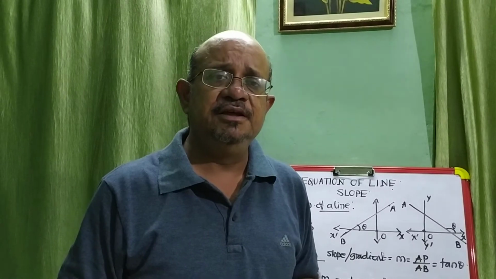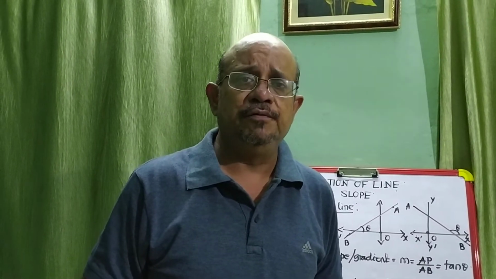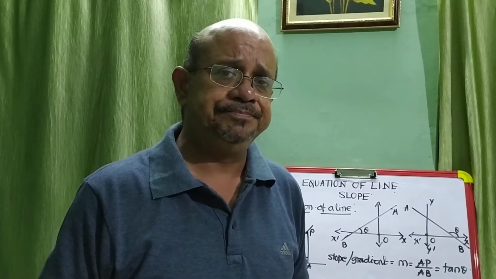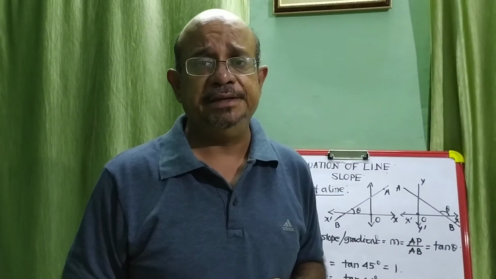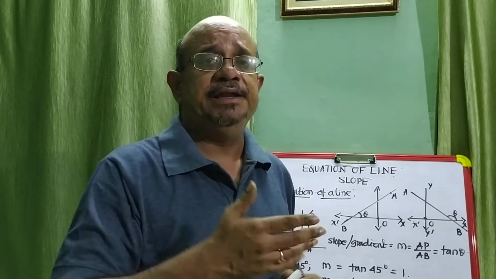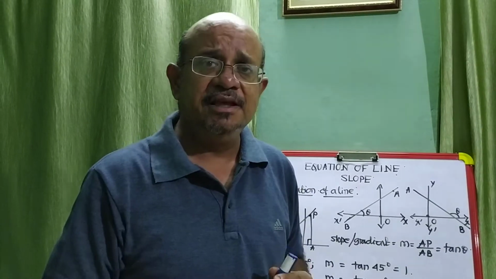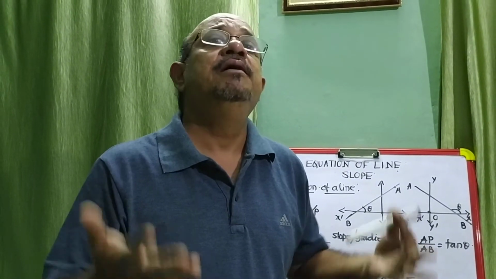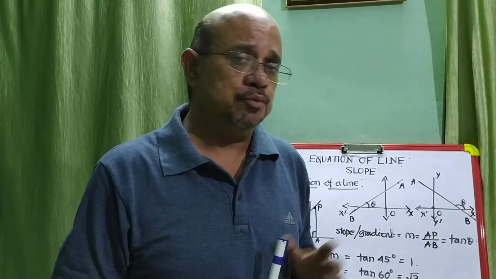Hello students. In this class of equation of line in coordinate geometry, we will learn about the slope of a line. What is slope of a line? Well, slope of a line means the steepness of a line, how steep a line is, and the mathematical measure to find this is by finding out the slope of the line, which we will do now.